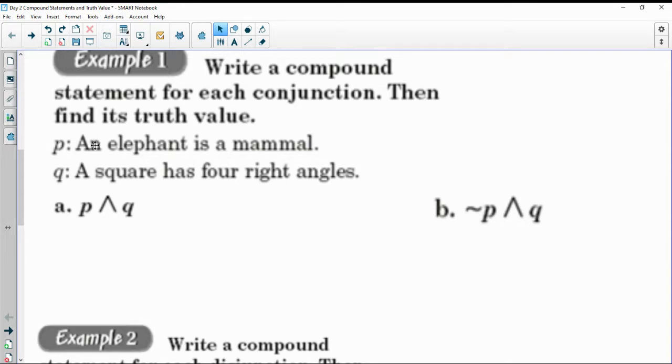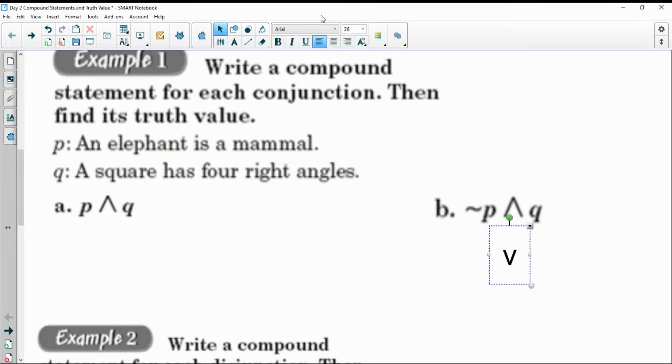So if you see a P, you have to use an elephant is a mammal. So yes, an elephant is a mammal. And then Q, anytime you see a Q, it says a square has 4 right angles, which is true as well. We're going to learn that a lot later. To be a square, you have to have 4 right angles. And there are many other things too, but that's one of the things you got to have. So both of these things so far are true, but we have to make our sentences.